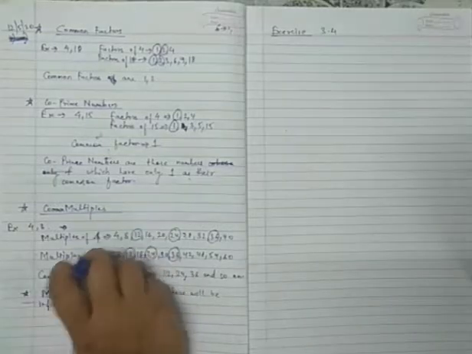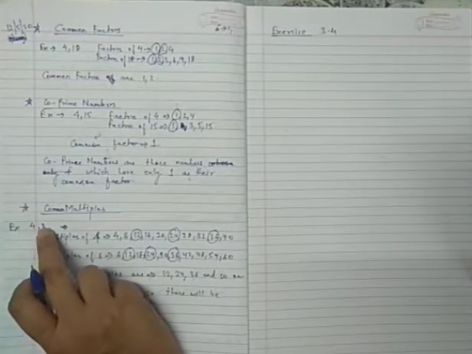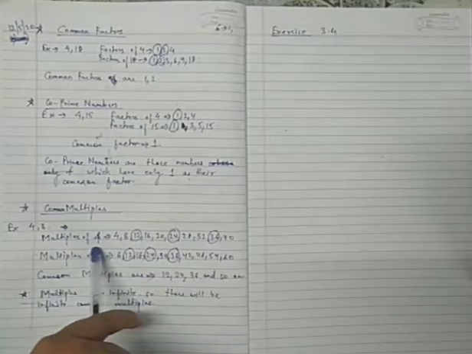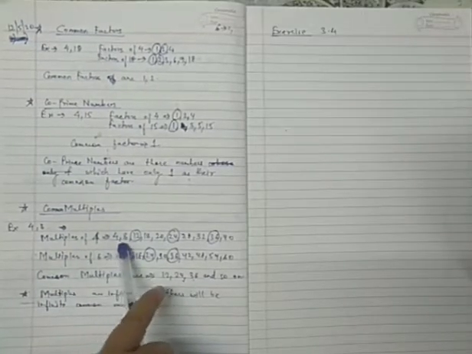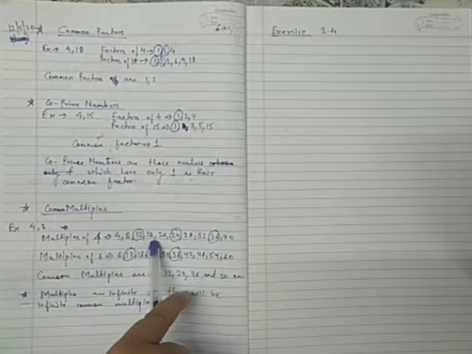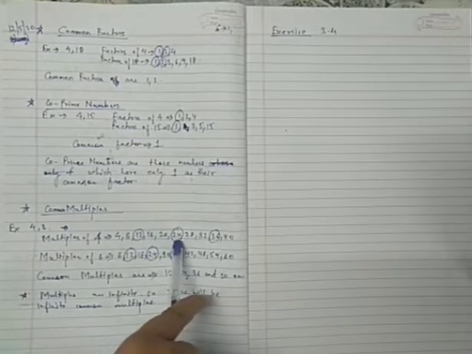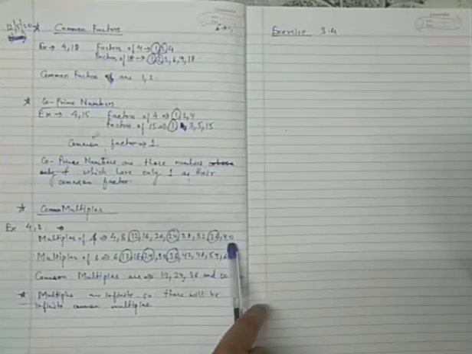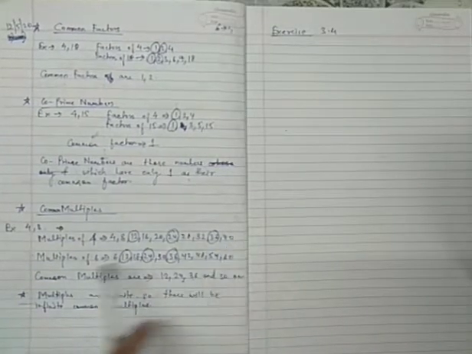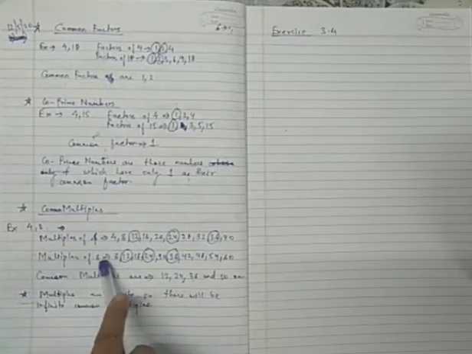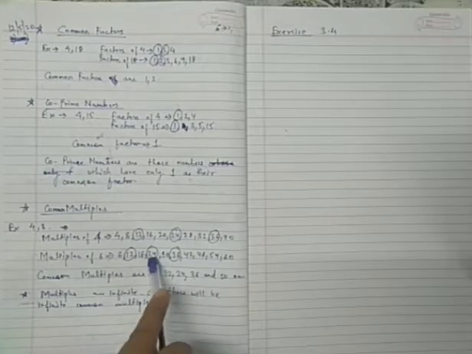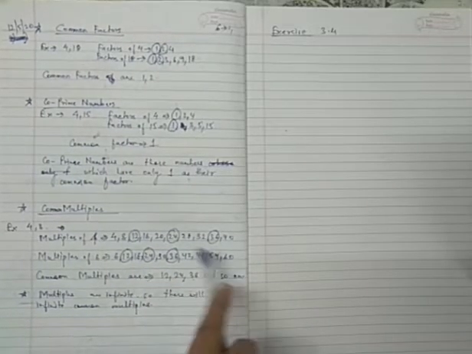Now suppose we have an example, 4 and 6. What will be the common multiples? Like we write common factors, similarly we will write the multiples of 4 first. Multiples of 4 will be 4 ones are 4, 4 twos are 8, 4 threes are 12, 4 fours are 16, 4 fives are 20, 4 sixes are 24, 4 sevens are 28 and so on. I have written till 4 tens are 40. Similarly, multiples of 6: 6 ones are 6, 6 twos are 12, 6 threes are 18, 6 fours are 24, till 6 tens are 60.